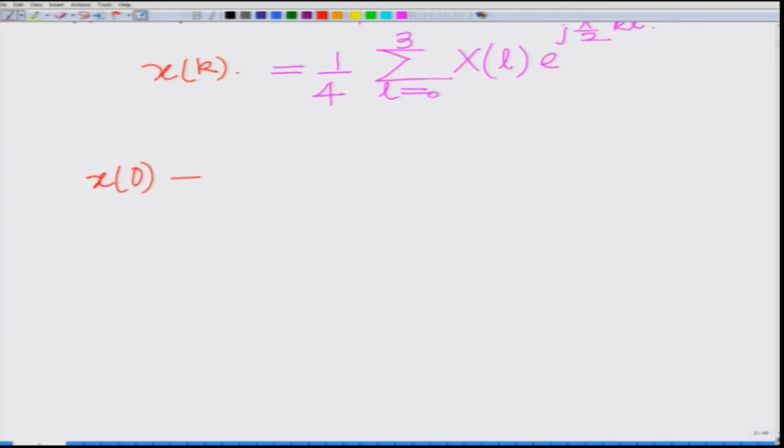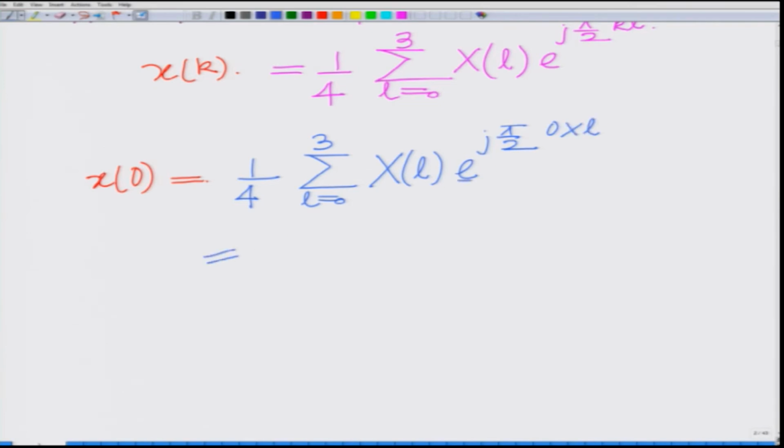let us start with the sample x of 0, that is the sample corresponding to time index 0, that is 1 over 4 summation L equal to 0 to 3 of XL e raised to j pi by 2 k L. For k I have to substitute 0 because I am considering the sample at k equal to 0, so 0 times L, and this quantity is basically 1. So, this is simply 1 over 4 summation L equal to 0 to 3 of XL.